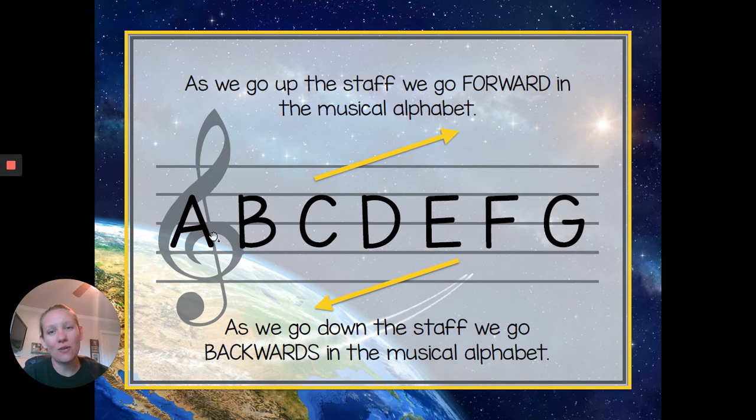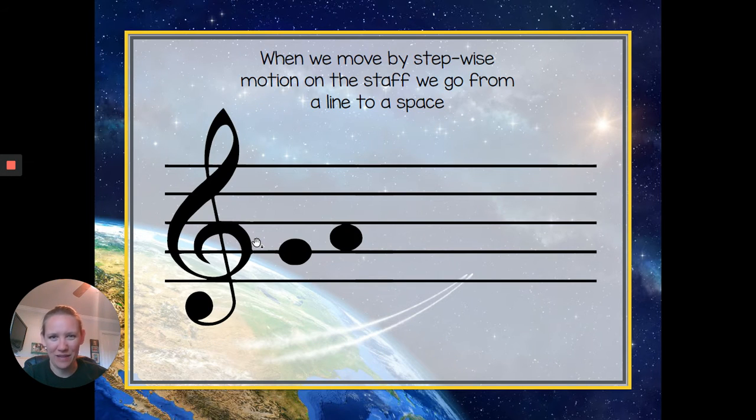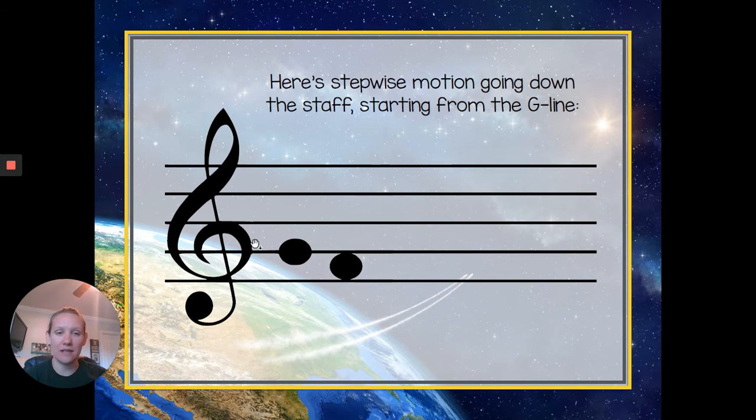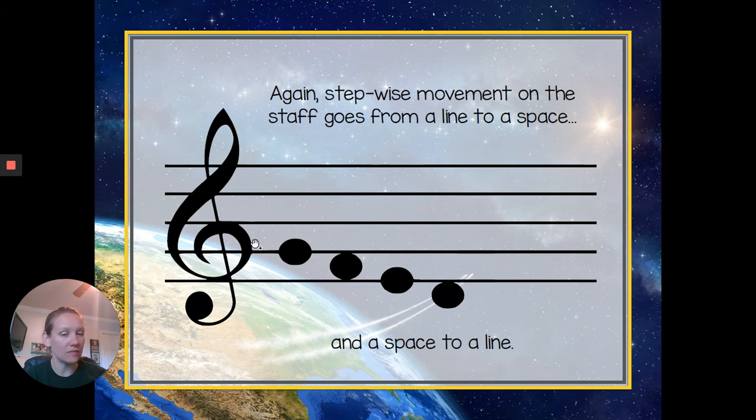The other thing we need to know is if we go up the staff, we go forward in the alphabet. As the music gets higher or up the staff, as we go lower, it goes down the staff. It goes backwards in the alphabet. So when we move by steps, you'll see that we're moving line to space to line to space, line to space, and same thing going down, line to space.